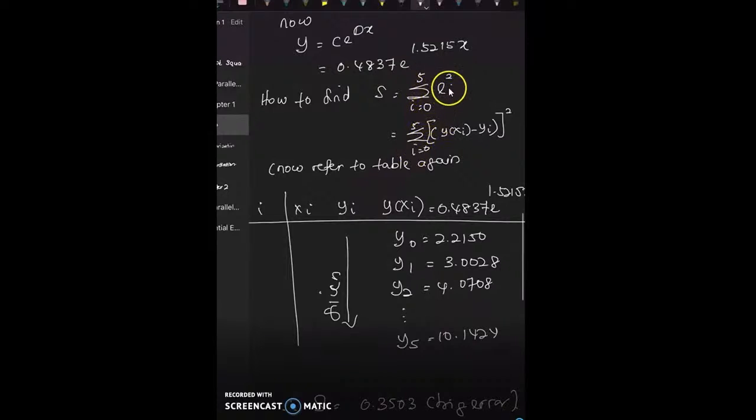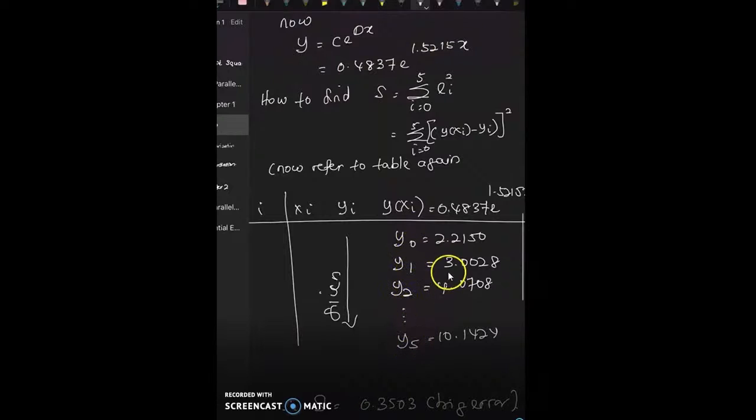All right, so when we talk about error, what is error? Error is the squared difference, e_i squared, between the data and the linear least square method that you get from the equation, the matrix. So now we know y equals c exponent dx is the data that you get from the linear least square method. y_i is the data given in the question.